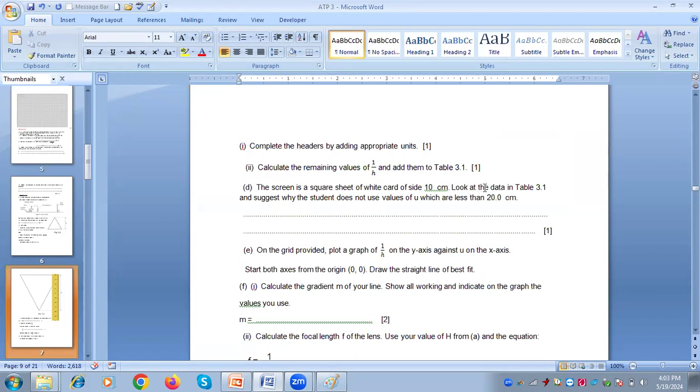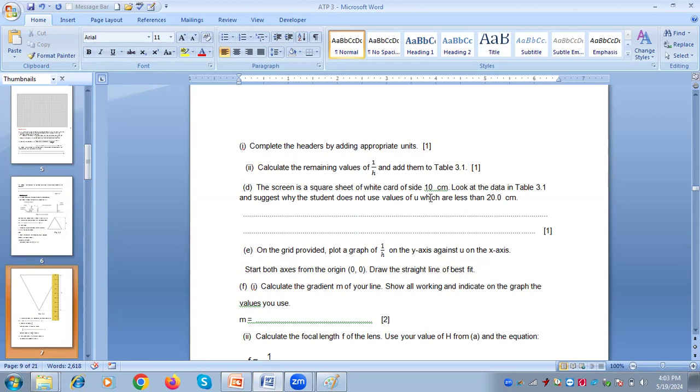Okay, look at the data in table 3.1 and suggest why the student does not use values of u which are less than 20 centimeter. When the value of u is less than 20 centimeter, what may be the problem? The image may be bigger. When object distance is smaller, the image size is bigger and it may not fit on the screen. This may be the possibility.